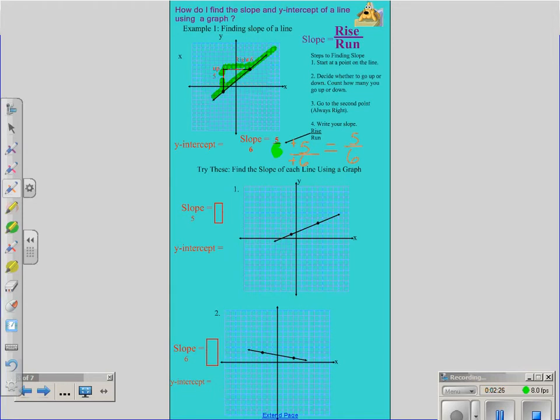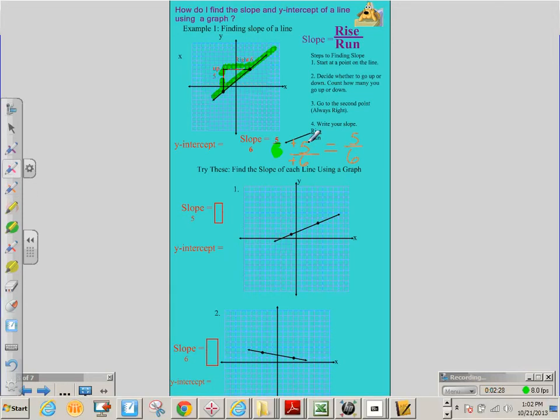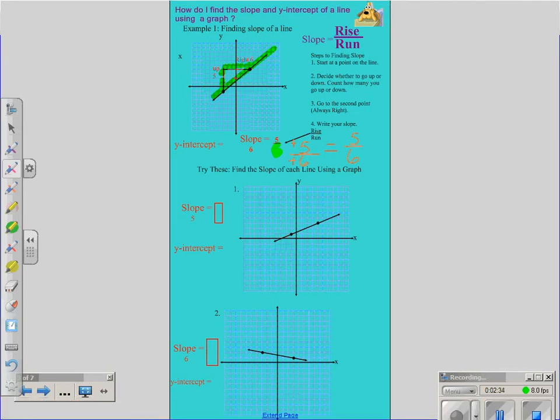Now the y-intercept simply means the place that the graph crosses the y-axis. I can see that the y-axis is crossed at about this point. It's actually halfway in between 1 and 2, so I would say that the y-intercept is 1.5. Generally speaking, you guys, we're going to give you y-intercepts that are right across a point. But in this case, it's a little bit off from that. It does go right in between the 1 and the 2, so that would be 1.5.